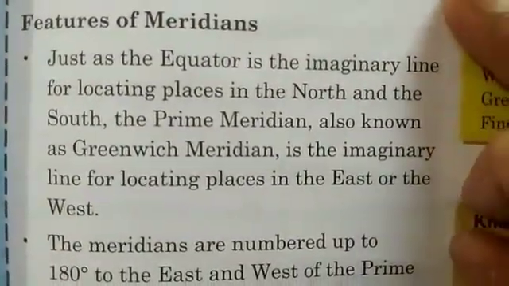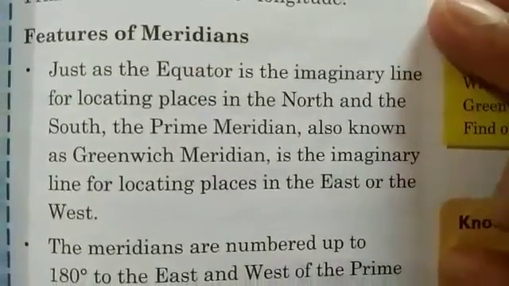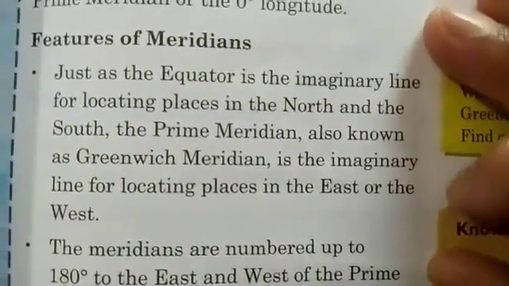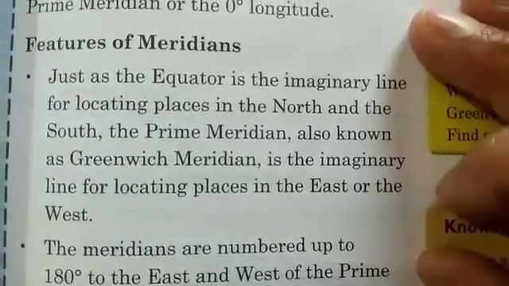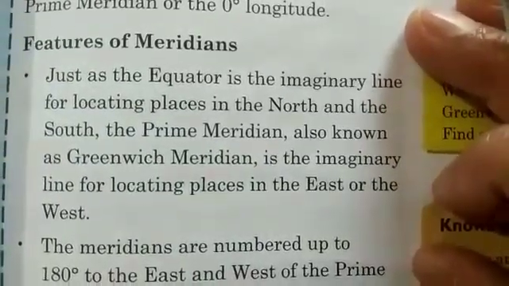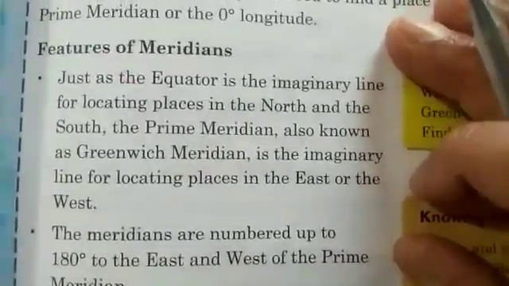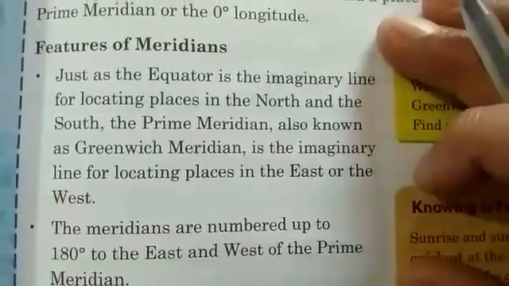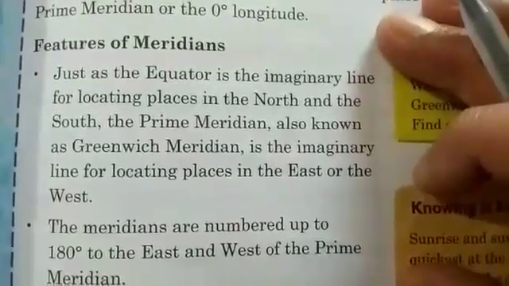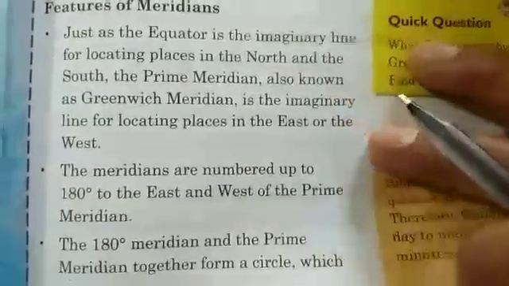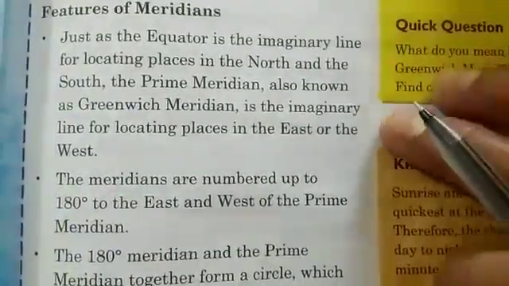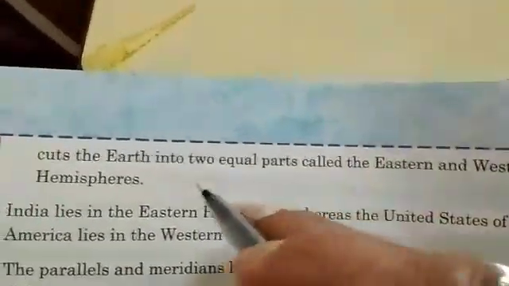Now features of meridian. Just as the equator is an imaginary line for locating places in the north and the south, the prime meridian, also known as the Greenwich meridian, is the imaginary line for locating places in the east or the west. The meridians are numbered up to 180 degree to the east and west of the prime meridian. The 180 degree meridian and the prime meridian together form a circle which cuts the earth into two equal parts called the eastern and western hemisphere.